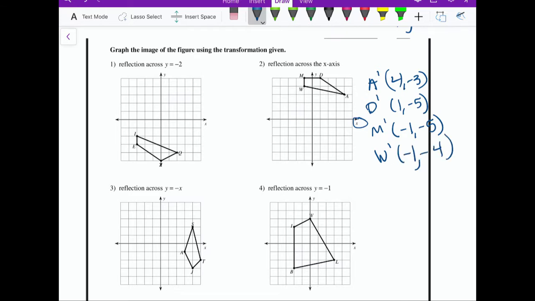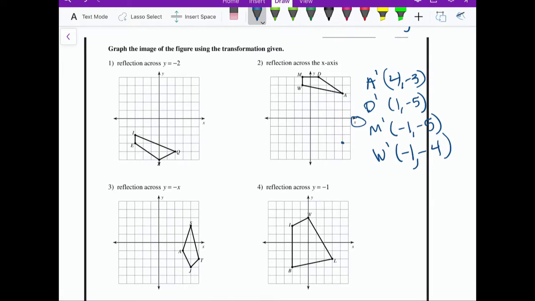And so you just plot those points. 4, -3. There's A. D would be right here. M is here, and W is here. Remember that a reflection is an isometry, which means those are congruent figures.